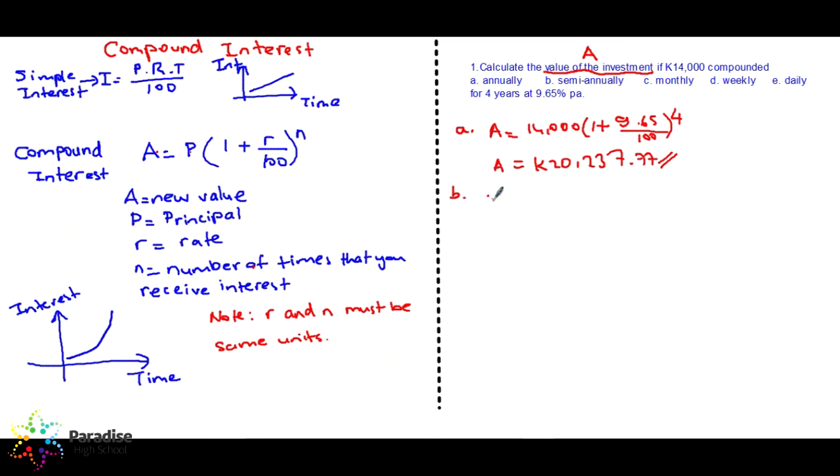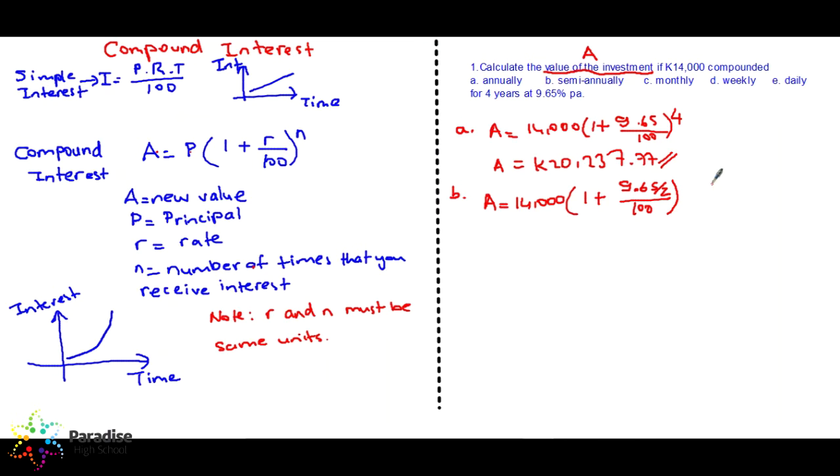So how do we calculate A? A will be equal to 14,000. Your P is 14,000. 1 plus. Now, this is very important. Your rate will be different. Why? Because it is compounded semi-annually, which means that you receive interest twice a year, every 6 months. So what will be my rate every 6 months? Then 9.65, your annual rate, divided by 2. That will give you the interest rate every 6 months.